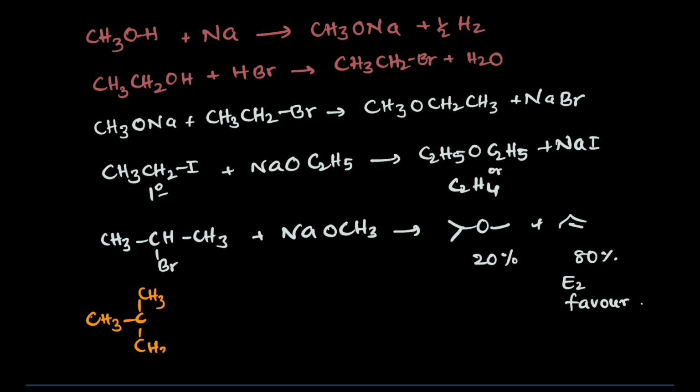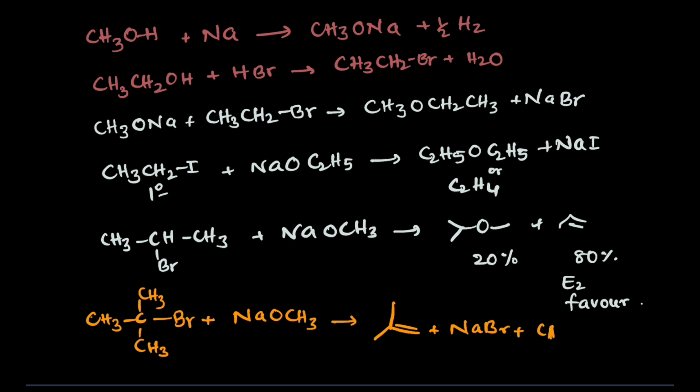If you take another one, tertiary butyl bromide, reacting with the sodium methoxide ion, then the methoxide ion is a good nucleophile also, a good base also. Therefore, if tertiary is there, completely elimination is the major product, substitution is not at all possible.